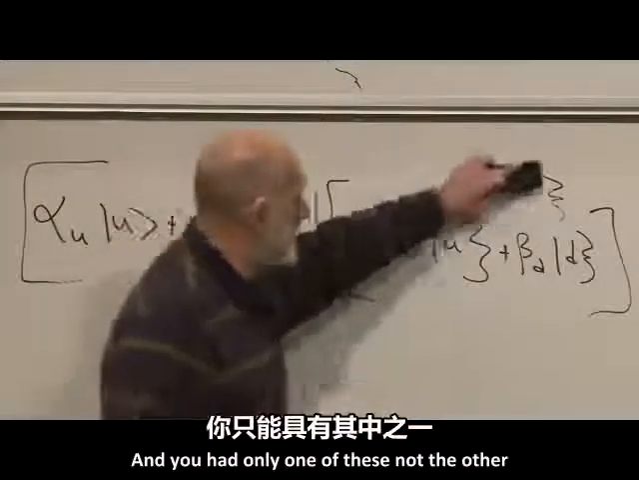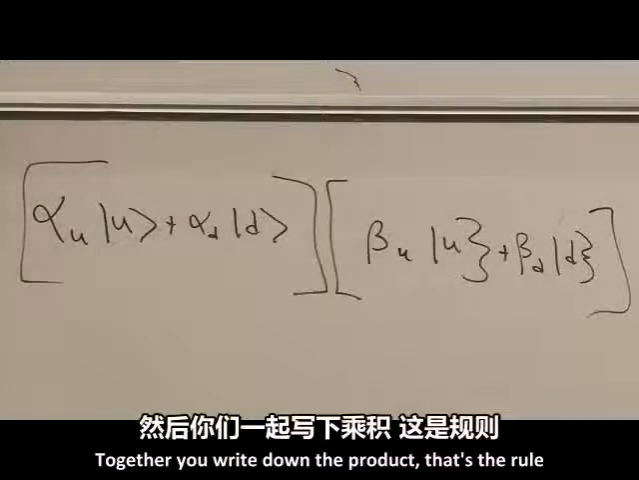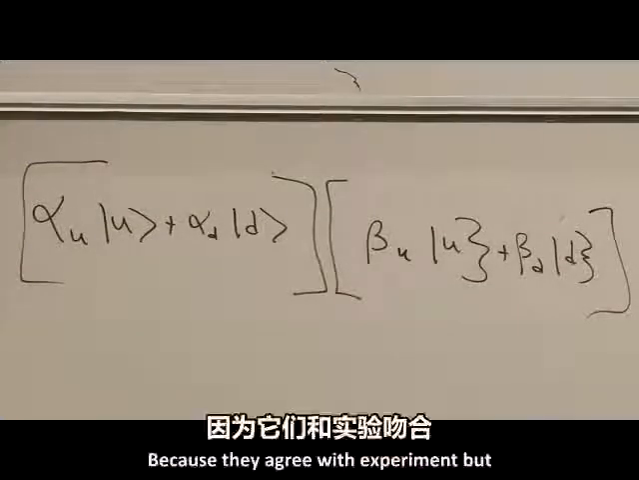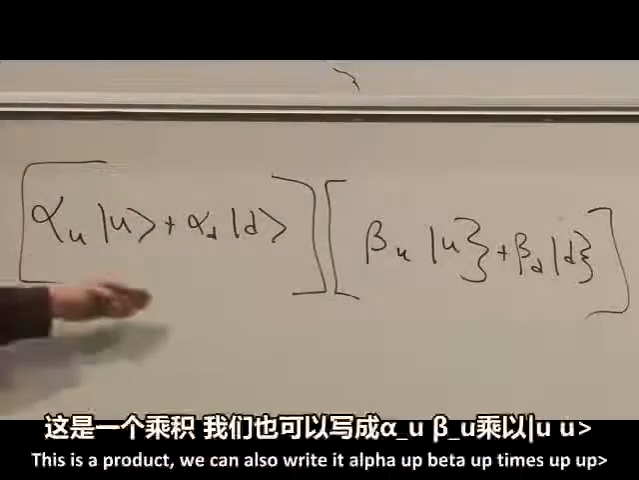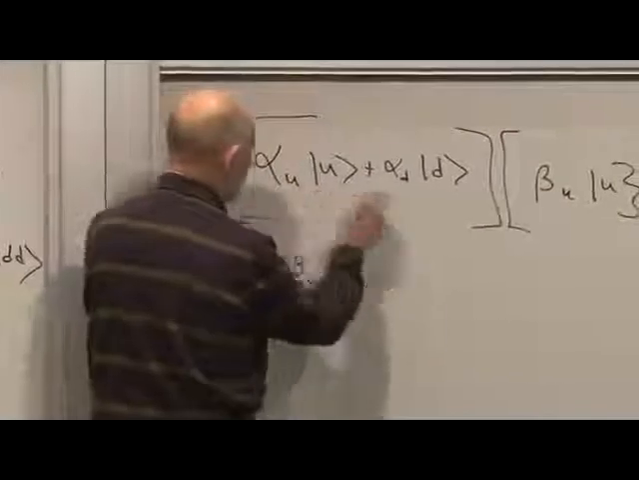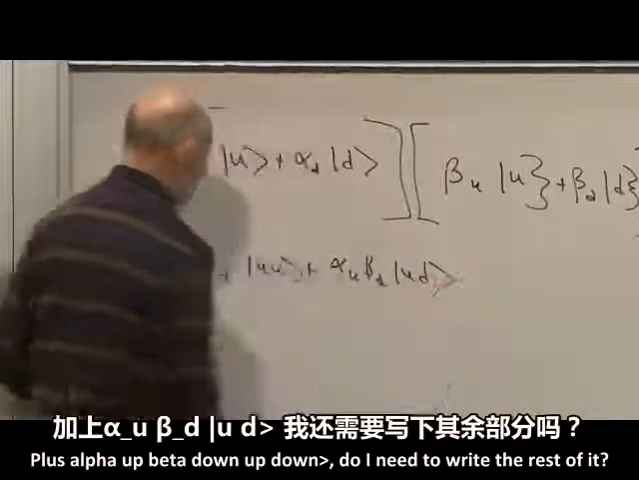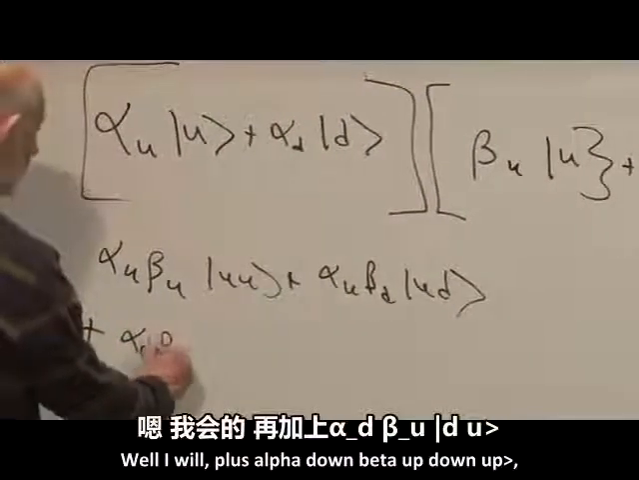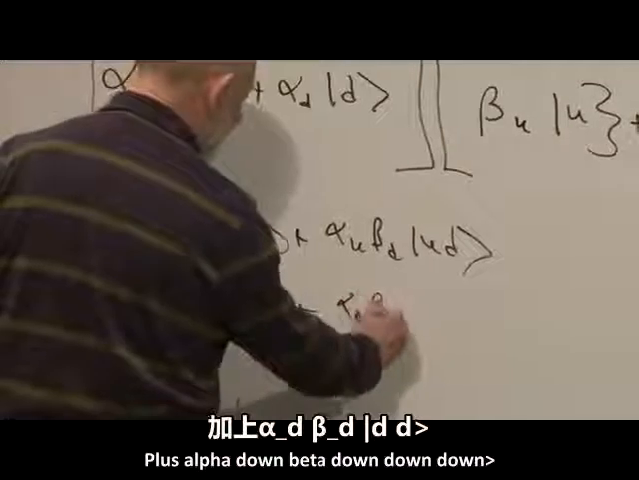Had you had only one of these, not the other, you would just have written this down. Had the other one, you would have written this down. Together, you write down the product. That's the rule. And of course, ultimately these rules are the rules because they agree with experiment, but it's a pretty plausible rule. This is a product. We could also write it alpha up, beta up, times up, up, plus alpha up, beta down, up, down. Do I need to write the rest of it? Well, I will. Plus alpha down, beta up, down, up, plus alpha down, beta down, down, down.